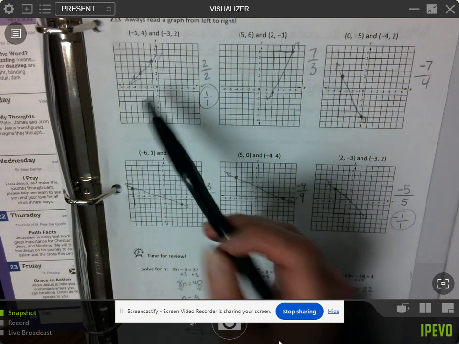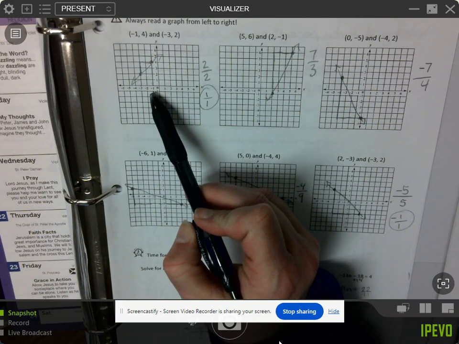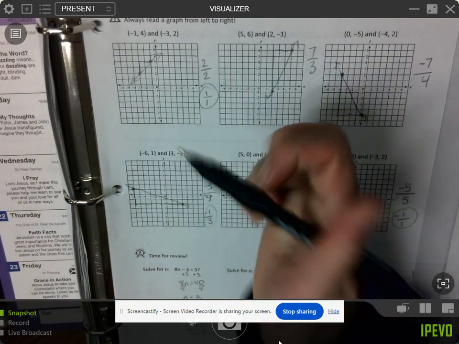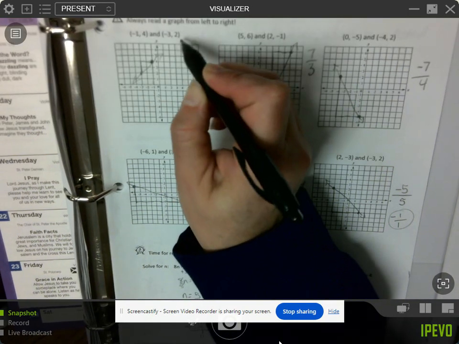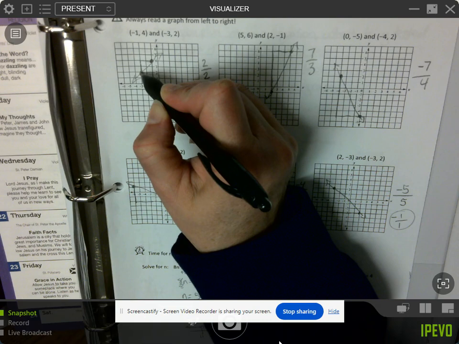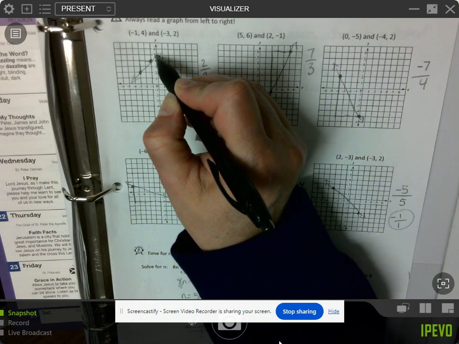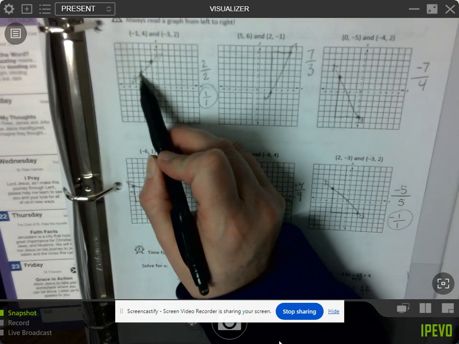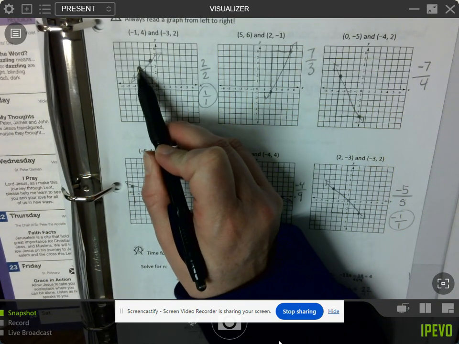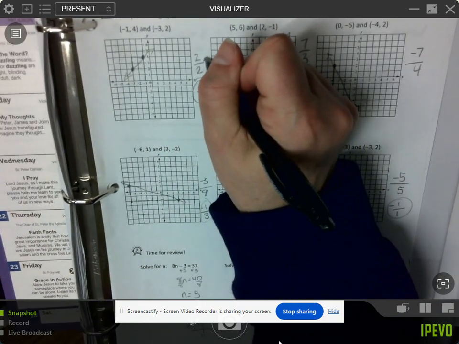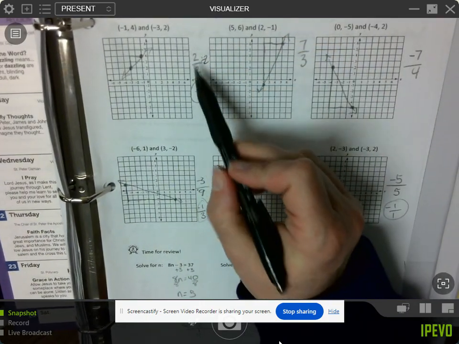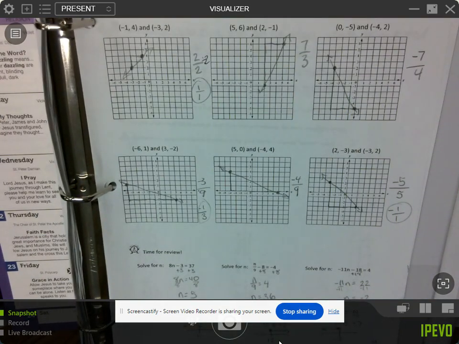So the first one, when we plot -1, up 4, +4, we come up to here. And then we had -3, +2. So we draw our line. Coming to the left, we hit this point first. So we go up 2 over 2. I can divide out a 2 out of both of them, so it's 1 over 1. Does that make sense, Amanda? Yeah, I dropped it.